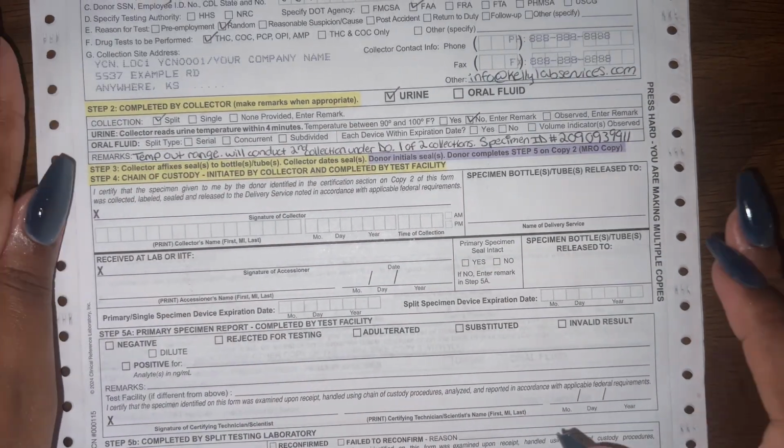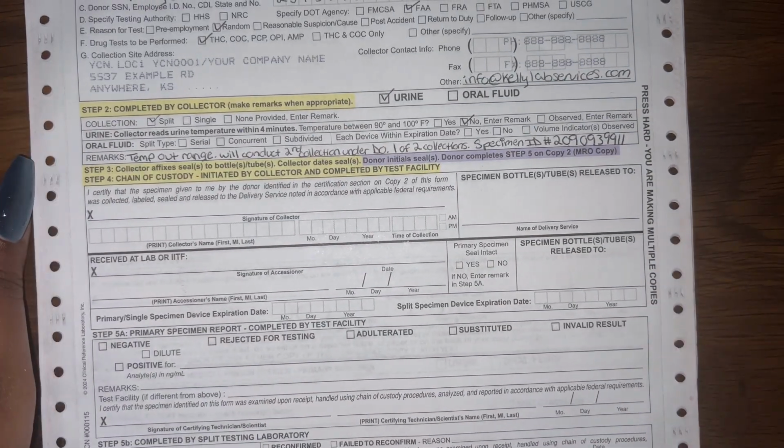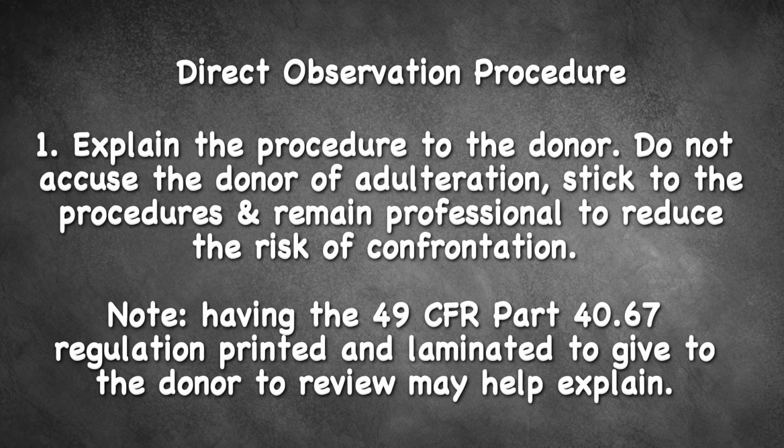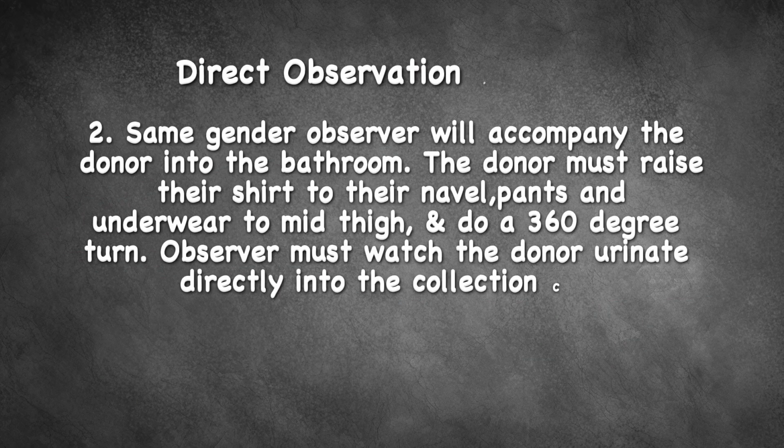So, next step is to inform the donor of the direct observation procedure. The direct observation procedure starts with you explaining the procedure to the donor. Do not accuse the donor of adulteration, and just stick to the procedures and remain professional to reduce the risk of confrontation. Having the regulations printed out and laminated to give to the donor may help explain the procedure better.